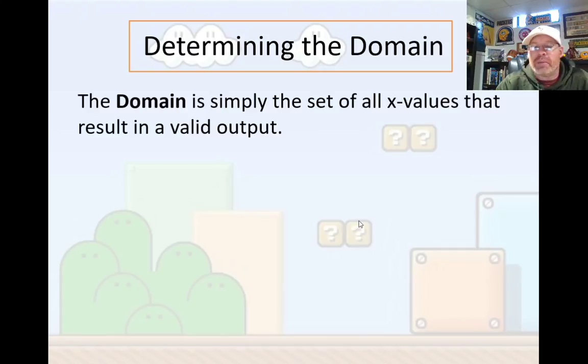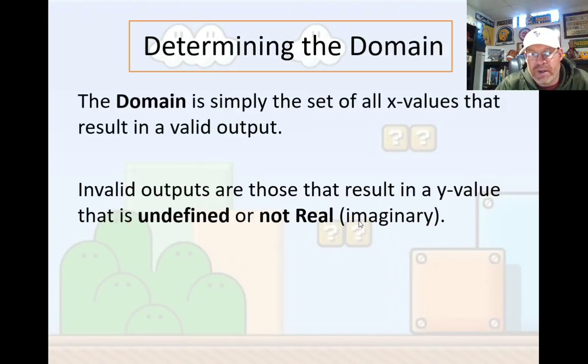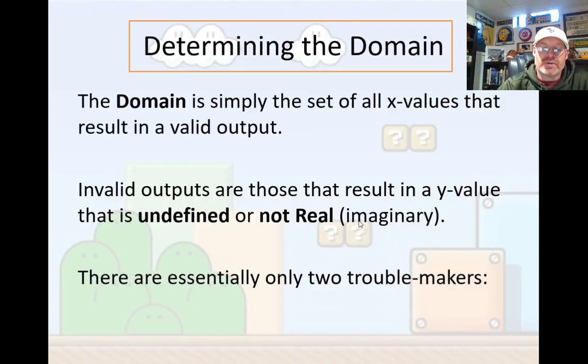So what I mean by the domain is what x values can you use that give a valid output? Well, what's an invalid output? An invalid output is one that results in something that's undefined or something that's not real. Those are really the only two troublemakers you have to worry about 95% of the time. And when the time is right, I'll tell you about the other 5%, but you don't have to worry about that right now.